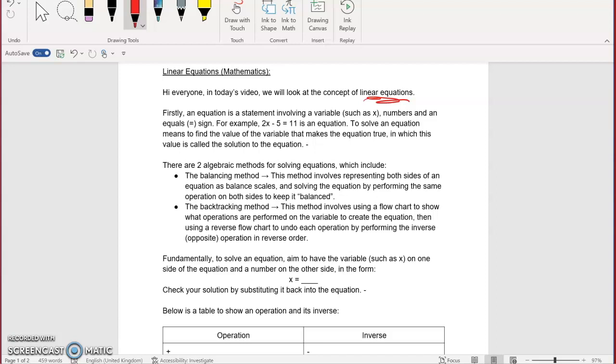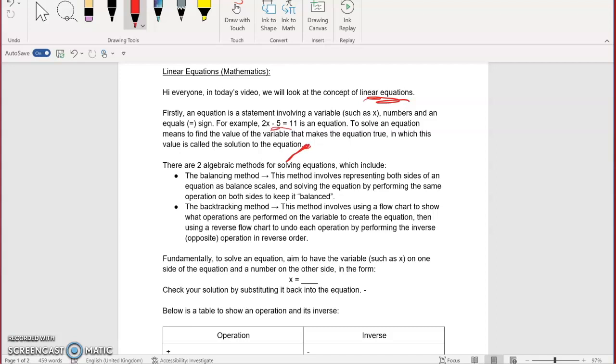For example, 2x minus 5 equals 11 is an equation. To solve an equation means to find the value of the variable that makes the equation true, in which this value is called the solution to the equation.